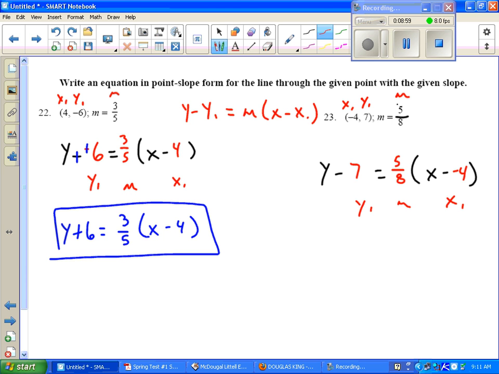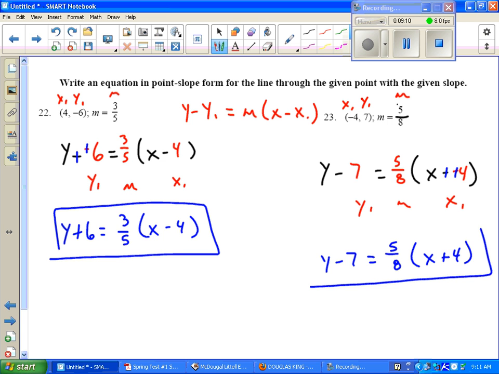One change you got to make with this one, change x minus a negative 4 to plus 4. So y minus 7 equals 5 over 8 times x plus 4 is your final answer.